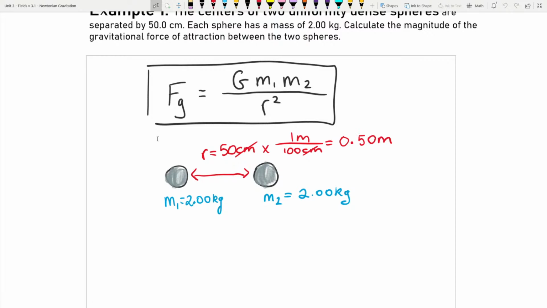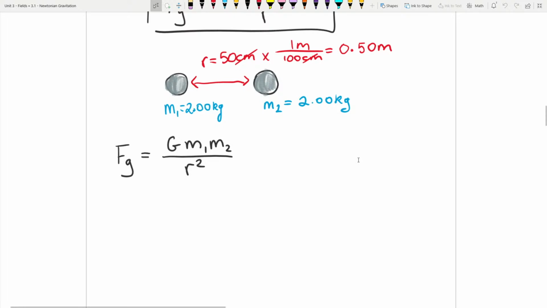All right, so there is our setup, and now we can just do our math. We can say the force due to gravity will be equal to G m1 m2 over r squared, and then we can actually fill that in. Well, we know that mass 1 is 2.0 kilograms. We know that mass 2 is 2.0 kilograms. And we know the distance between them is 0.50 meters.